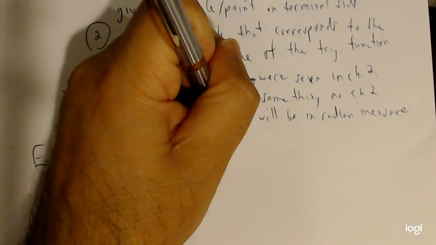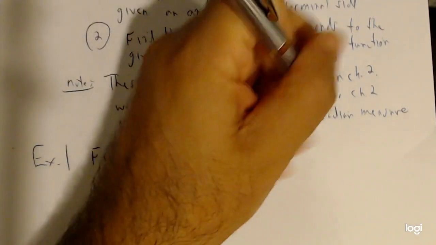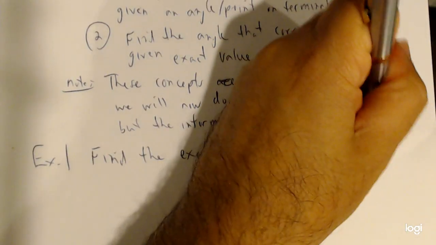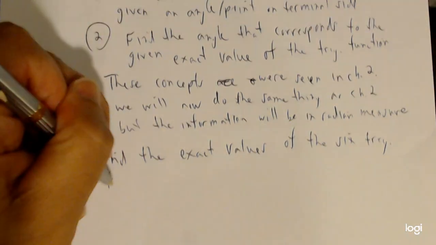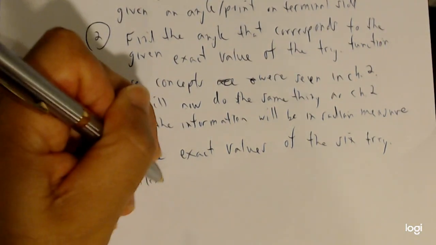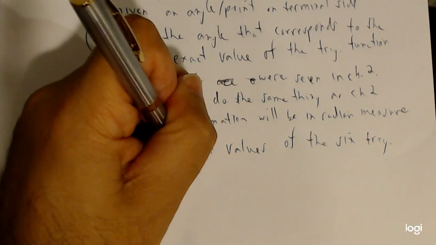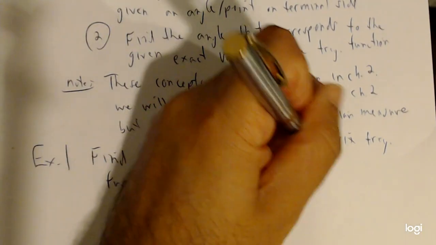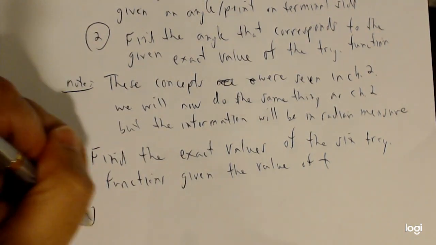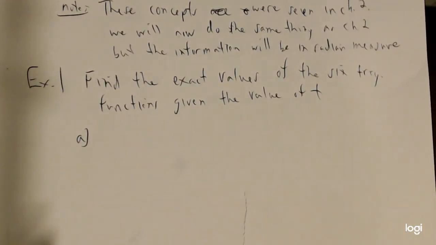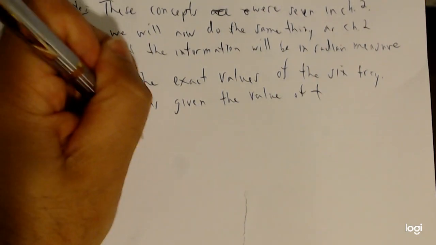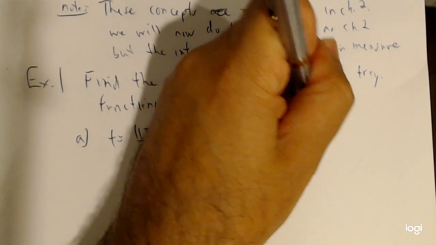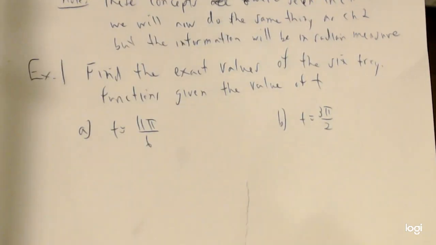first example. Find the exact values of the 6 trig functions given the value of t. And maybe you want to watch me do A, and then you can pause the video and do B by yourself, and then press play and see how yours fared compared to mine. Okay, so let's look at A.